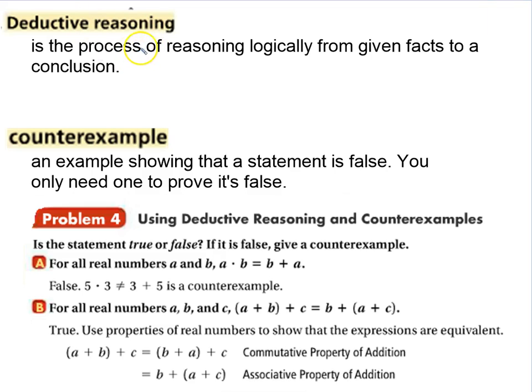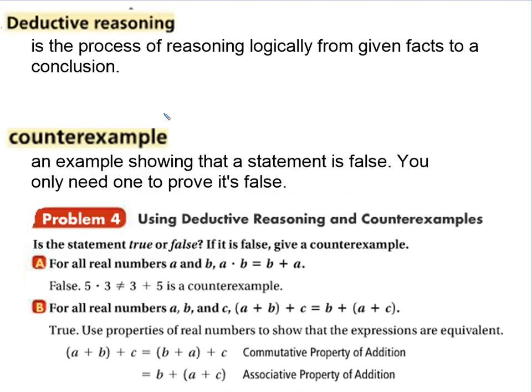Okay, then we have the last thing. Deductive reasoning is the process of reasoning logically from given facts to a conclusion. It's sort of what police use when they look at a crime scene. They see logical things, they see facts, and then they make a conclusion from there. And then we have the word counterexample. It's an example showing that a statement is false. So if I tell you something like, I always go to the movies on Friday. Well, one Friday I got sick, I didn't go, so that's a counterexample. It makes my statement false. I don't always go to the movies on Friday. Okay? Maybe I'll see you there, who knows?